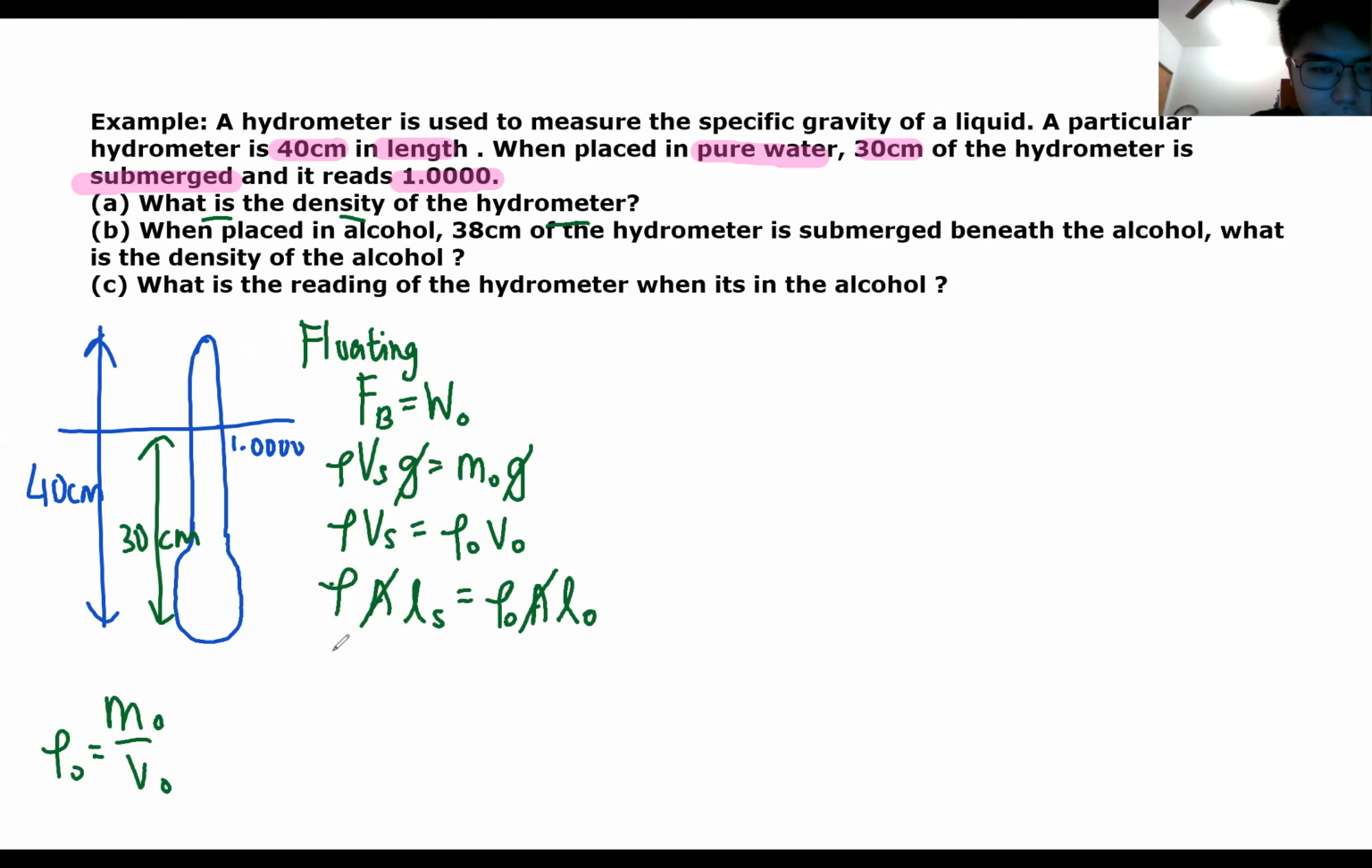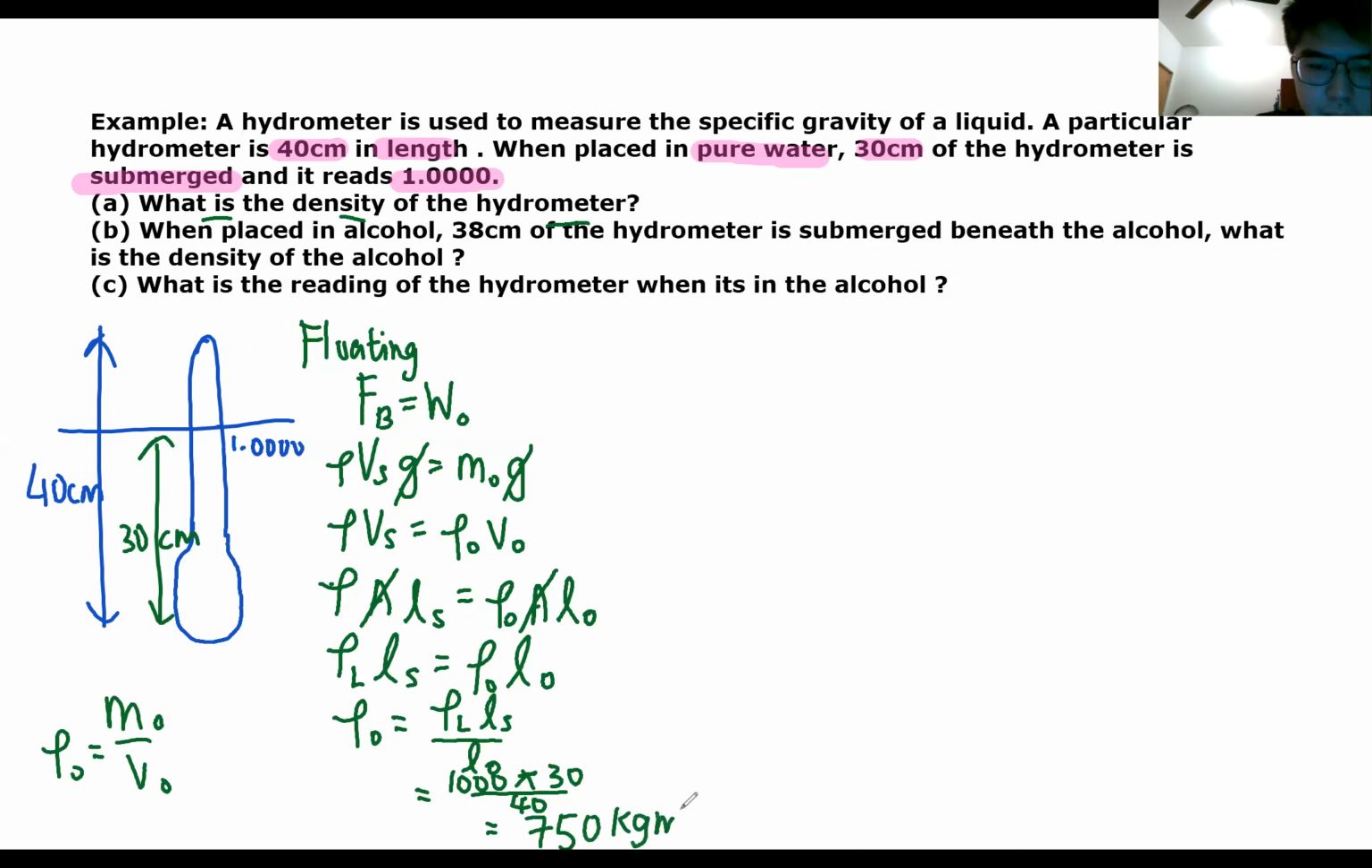So from here, what do I do? I get this equation: density of the liquid times the length of the submerged section equals the density of the object times the length of the object. So can you find the density of the object? Yes, the density of the object equals the density of the liquid times the submerged length divided by LO. So 1000 is the water density times the submerged length 0.3, or you can just take 30 divided by 40, so that gives you 750 kg m⁻³. This is the density of the hydrometer. So it is less dense than the water, of course, right? Because it needs to float.